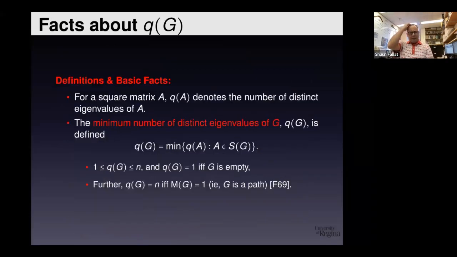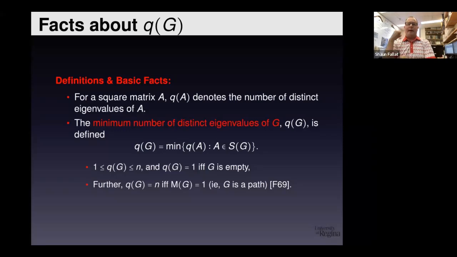All right. The parameter Q, I've made reference to it a couple times. So here's what we're going to talk about today. For a square matrix, Q of that matrix just designates the number of distinct eigenvalues of the matrix A. And then you can push this notion towards what we call the minimum number of distinct eigenvalues of a graph. That is this parameter Q of G, where I simply minimize the Q of A, where A ranges across all matrices in S of G. So I calculate the number of distinct eigenvalues of every matrix in S of G, and I take the minimum of that, and I simply call that Q of G.